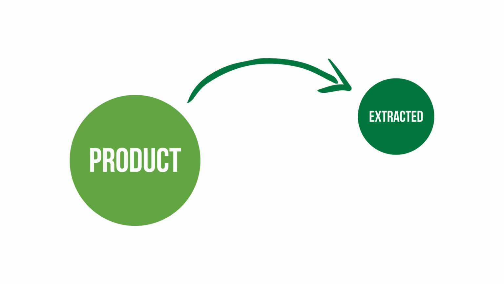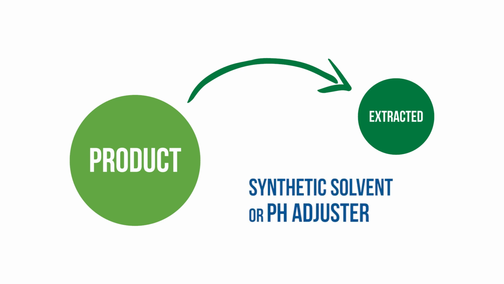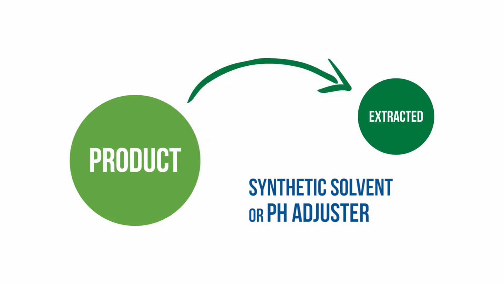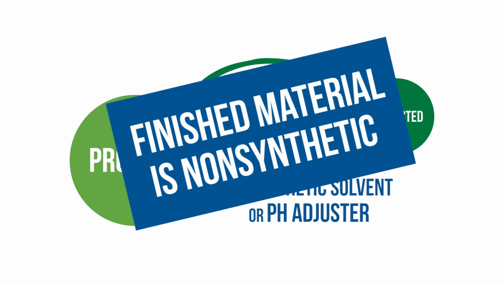If something is extracted from a product where it already exists, even though there may be synthetic materials used, like a synthetic solvent or pH adjusters, to isolate or extract a material that already exists within the agricultural material or mineral, then something new has not been created. That usually means that a chemical change has not occurred, and it usually means that the finished material is a non-synthetic, either agricultural or non-agricultural material.